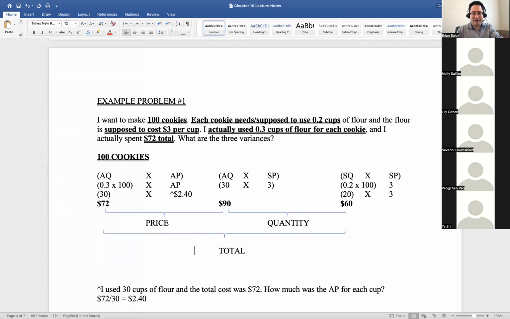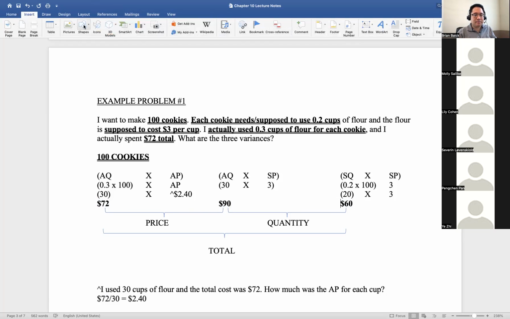Total variance. This chapter is a lot of fun because it's very visual. You just set everything up like this, and it's always the same thing. Now, when you figure out the variances, always take 72 minus 90, 90 minus 60, 72 minus 60. Always go left to right. So we're going to go this way, left to right.